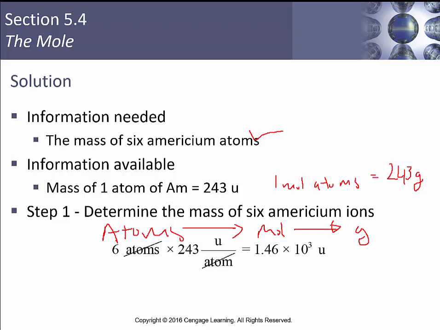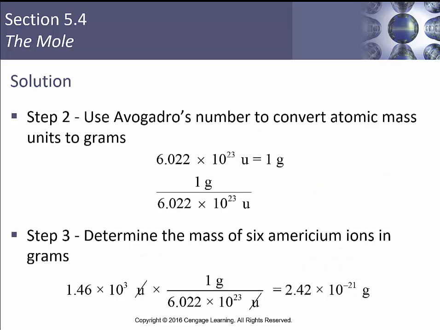All right, 243.6 units per atom is going to give us 1.463 units, atomic mass units. Then they're going to use Avogadro's number. The math does not care which way you do this.